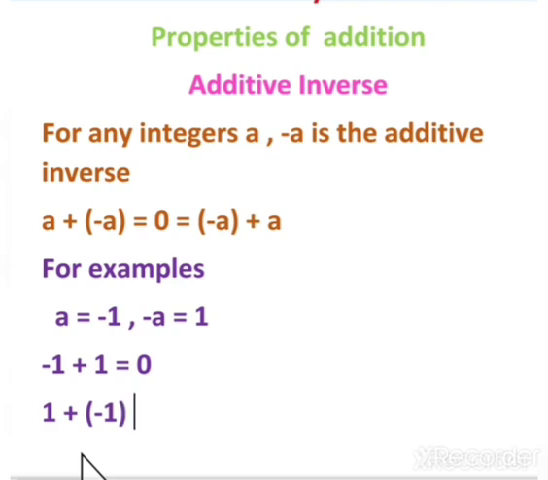Clear the bracket, then solve the sum. 1, and plus into minus is minus. So 1 plus into minus is minus, and another number is also 1. If you subtract this number, the answer will be 0. Even if we add in reverse order, the answer will be 0, because we are adding the pair of a same number with different signs.